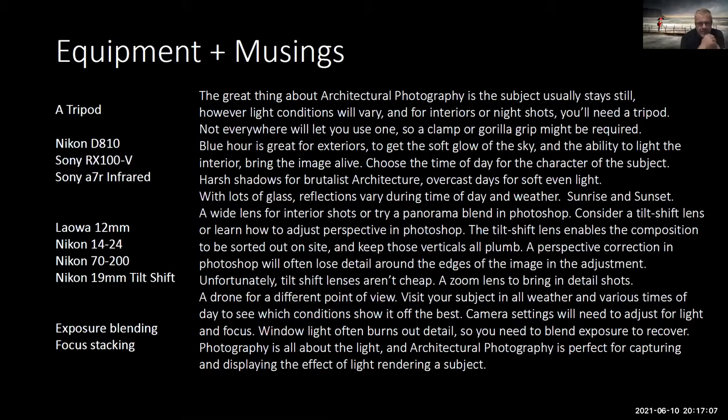So all those little things that just add detail to the image, you've got to think about when you're putting those together. But you know, architectural photography, perfect for displaying the effect of light. So down the left there is what I use. I've got a few different cameras, but the Nikon D810 is fantastic. I'll show you, I've got some images coming up of my own things.